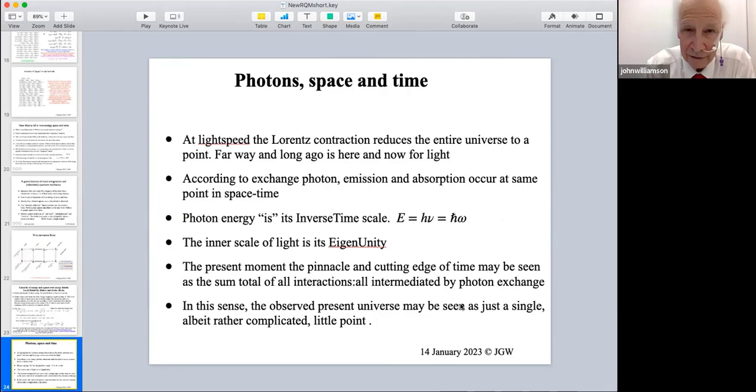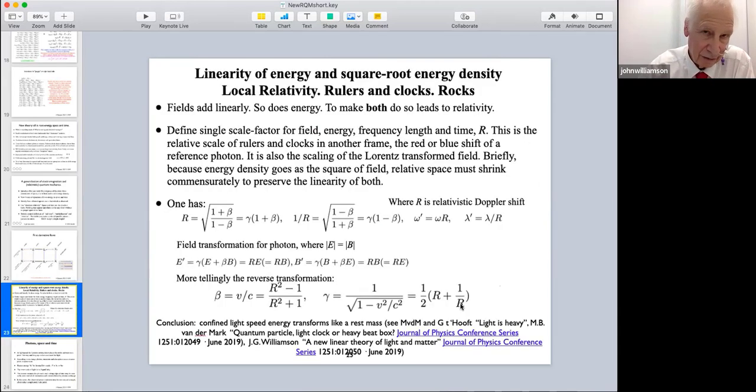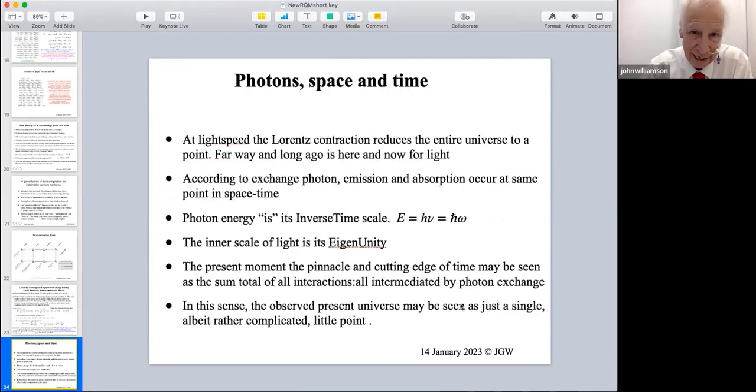So if we're talking about, now this is for an isolated particle or an isolated green box traveling through space innocently. What about interactions? If you have an interaction between two objects, if you have photon exchange, photon absorption, an electrodynamic process, then at light speed, what does the Lorentz contraction do for the photon? Where does the photon think the emitter and the absorber are? Well, at light speed, all the Lorentz contraction reduces the entire universe to absolutely no distance at all.